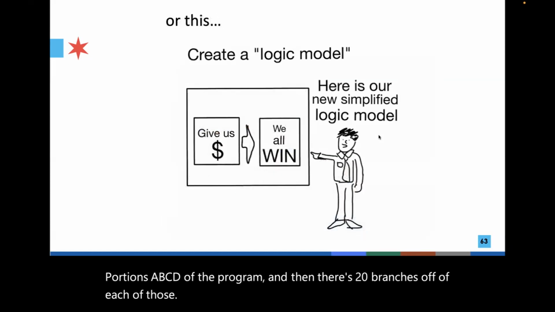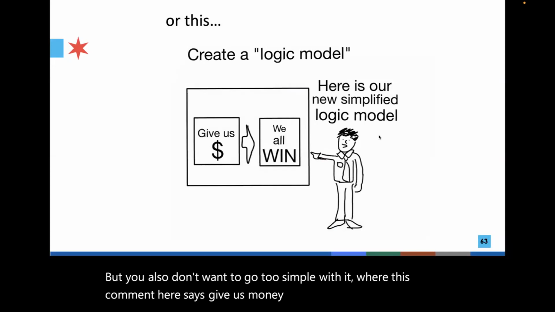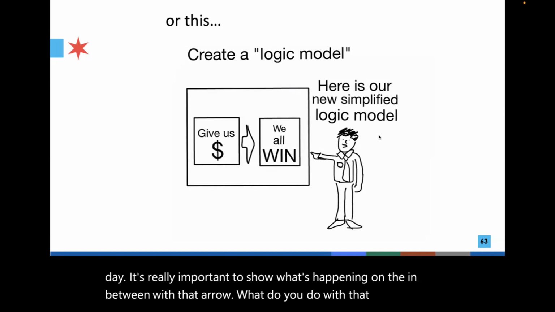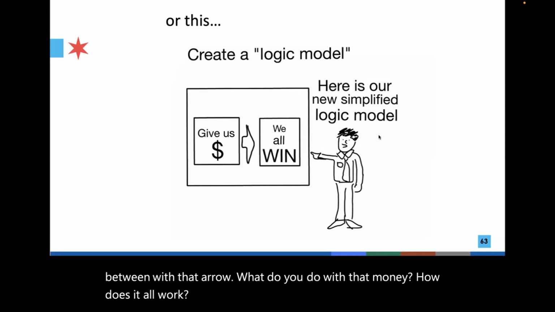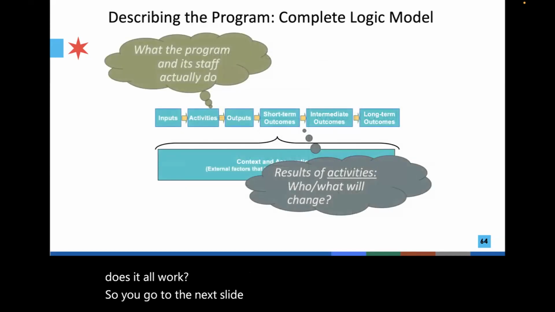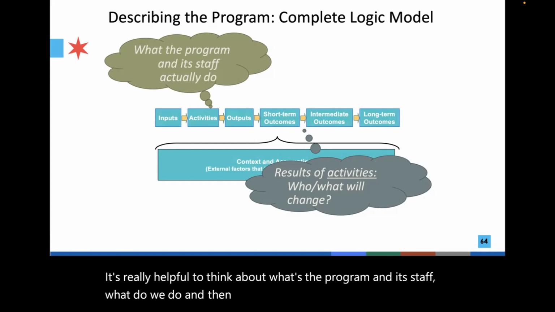But you also don't want to go too simple with it, where this comic here says, give us money, we all win. At the end of the day, it's really important to show what's happening in between with that arrow. What do you do with that money? How does it all work? So you can go to the next slide. So with the logic model, it's really helpful to think about what's the program and its staff, what do we do, and then who or what will change.